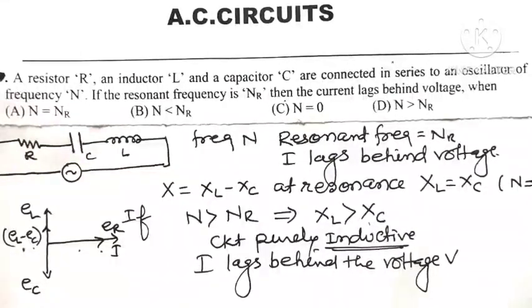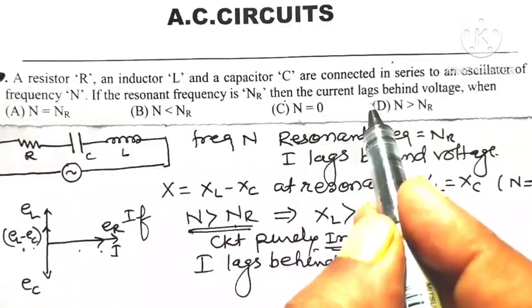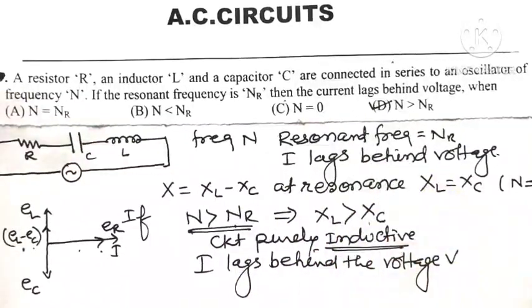So what is the condition for current I to lag behind the voltage in a series LCR circuit? The circuit must be inductive, and the circuit is inductive only when XL is greater than XC, or the frequency of the applied voltage is greater than the resonance frequency of the circuit. So the condition required is N greater than N_R. Out of the 4 options, option D is the correct option for this question.